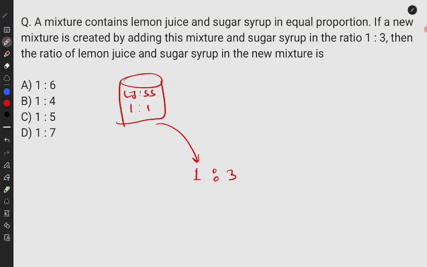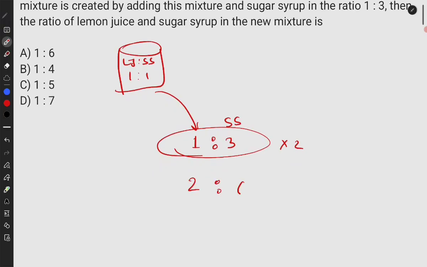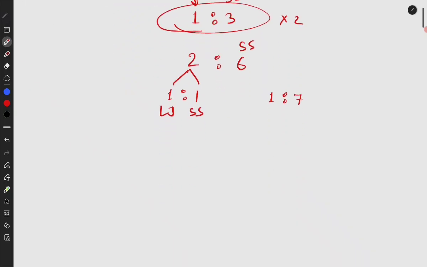If a new mixture is created by adding this mixture and sugar syrup in the ratio 1:3, so in 1:3, the 3 part is sugar syrup. Now here this comes as a 2, so let's change this ratio to 2, so we get 2:6. This 6 is sugar syrup. Now this 1:1, let's say this is lemon juice and sugar syrup. So the total lemon juice will be 1 and total sugar syrup will be 7. So the ratio of lemon juice to sugar syrup in the new mixture will be 1:7. Alright, now let's move to question number 2.